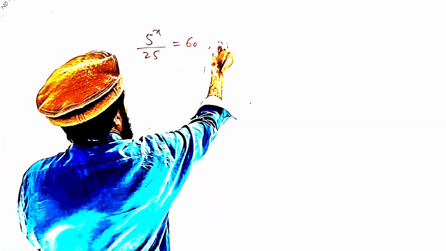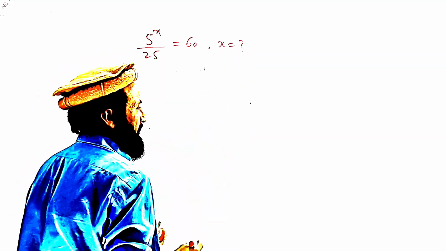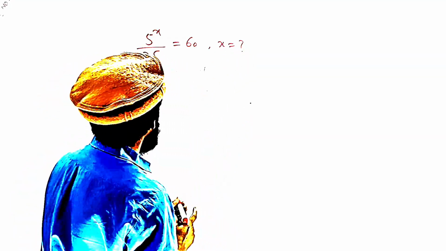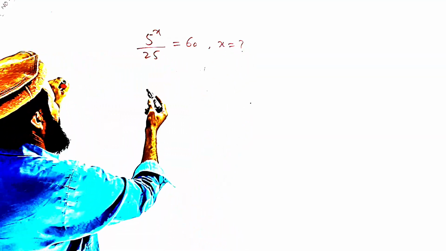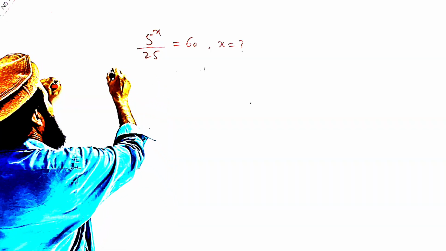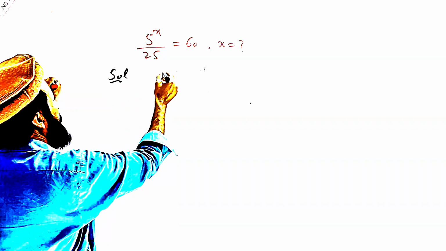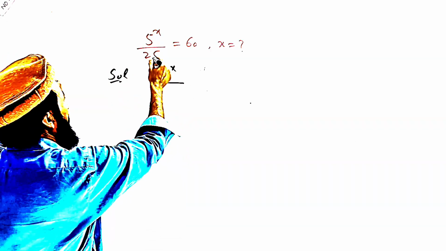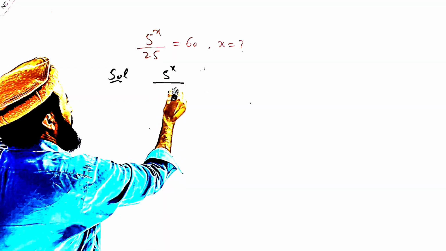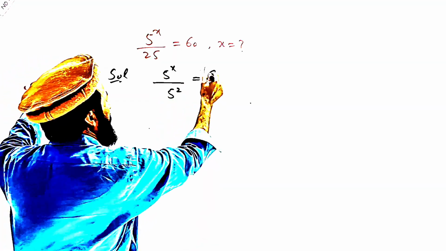Tricky question, Olympiad question. So 5 exponent of x divided by 25 is equal to 60, and how we can find the value of x, which is unknown. So very interesting and logical question. First of all, we can write the solution of this one, 5 exponent of x, and 25 we can write 5 square is equal to 60.